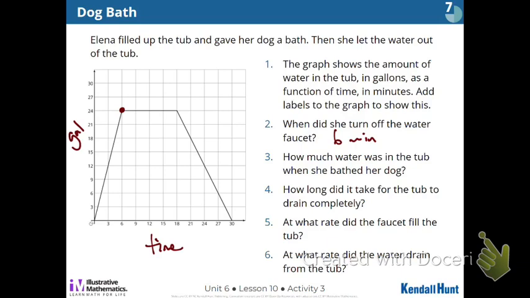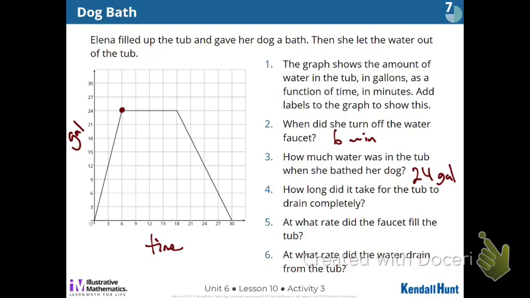So it said when, so it's looking for a time. Yep. 3. How much water is in the tub when she bathed that doggy? 24. Yeah, 24 gallons. Gallons are dumb. I like liters more myself. 4 quarts in a gallon, 2 pints in a quart, 8 ounces in a cup. Just move a decimal. We're in the metric system, baby.